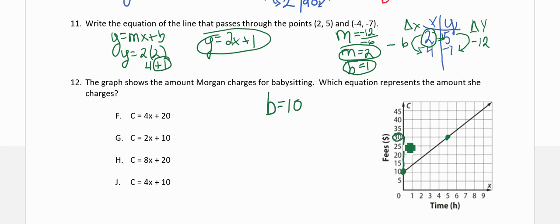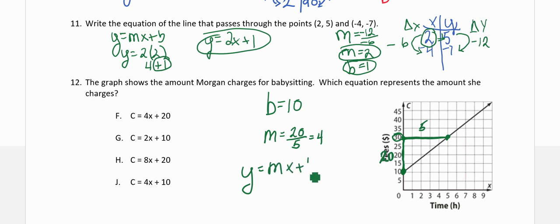So she's increased from 10 to 30, which is a rise of 20. And the run is 5. So she's earned an additional $20 in 5 hours. So M is 20 over 5, which equals 4. So putting this together, y equals mx plus b, y equals 4x plus 10.